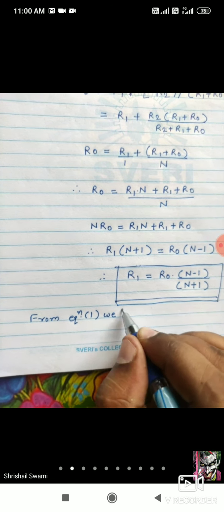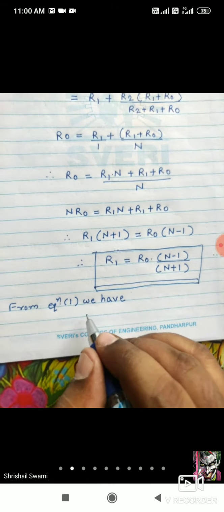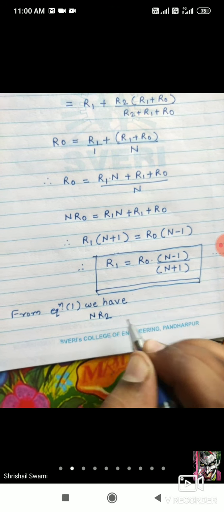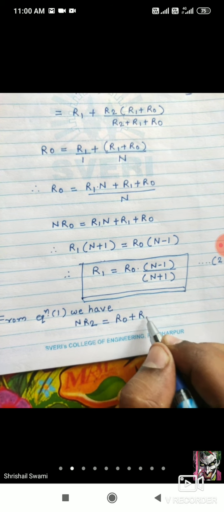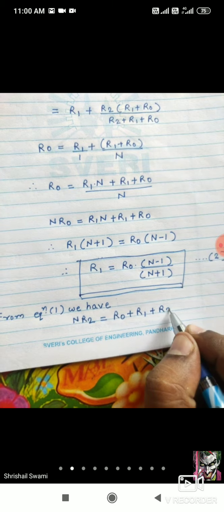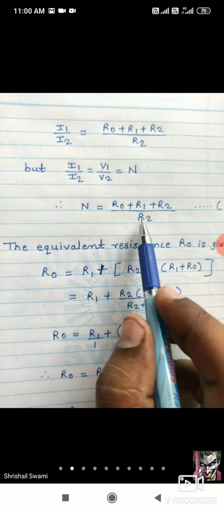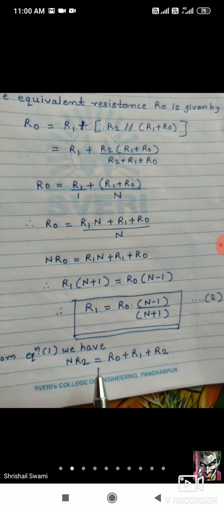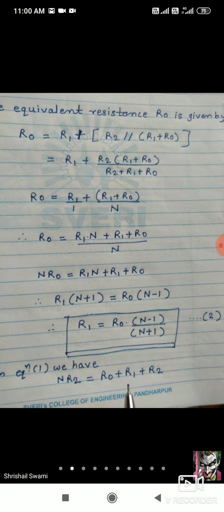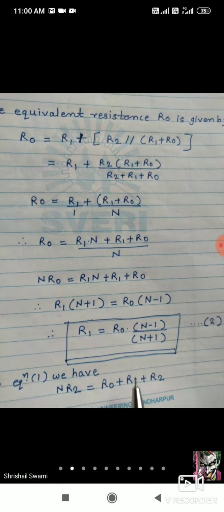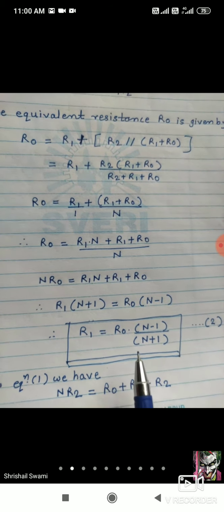we have N into R2 is equal to R0 plus R1 plus R2. So I have taken R2 multiplied here with N, that is N R2 is equal to R0 plus R1 plus R2. Now replace R1 with the help of this equation. That will be the next step.